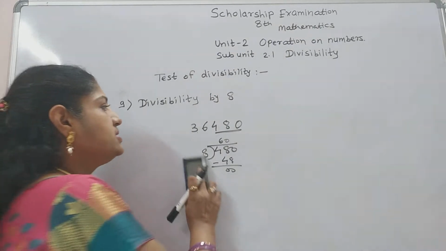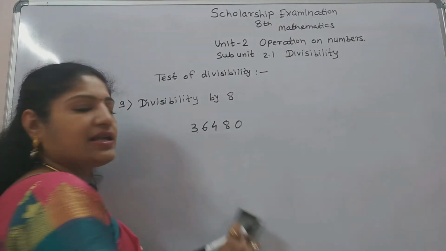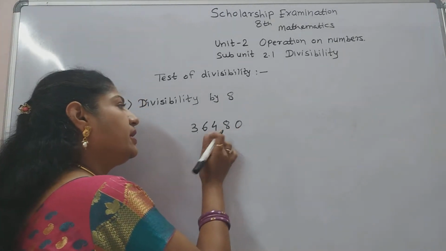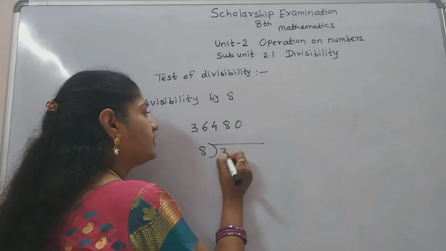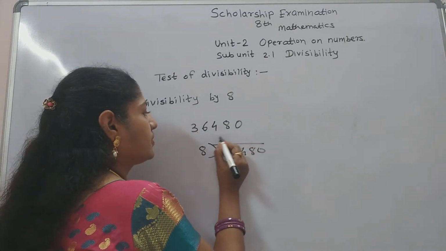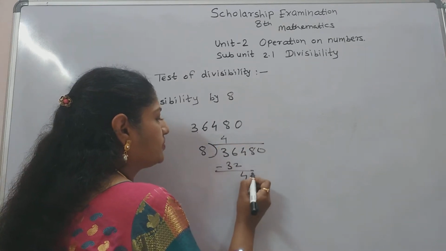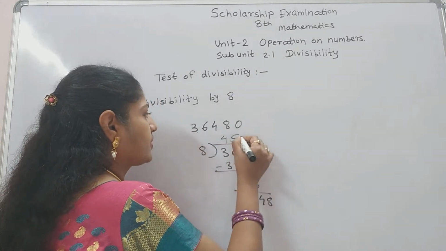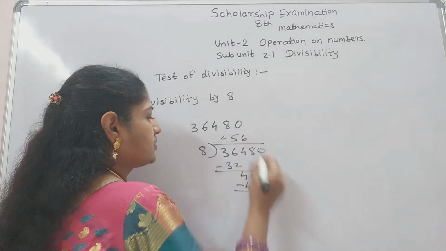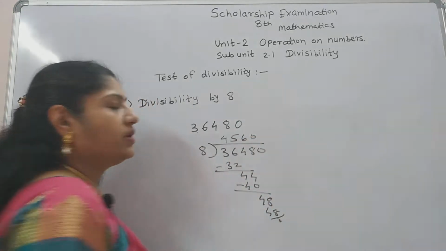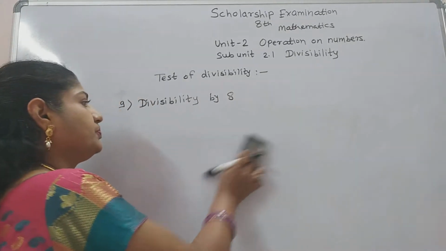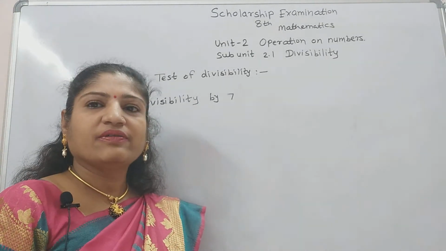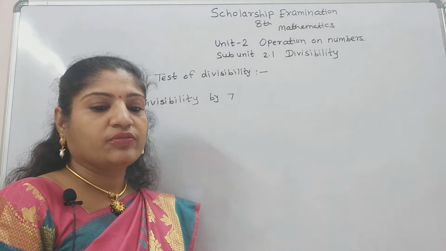So this number is divisible by 8. See the last 3 digits. If the last 3-digit number is divisible by 8, then the number is divisible by 8. And this number is divisible by 8. Now divisibility by 7 is different from the others.